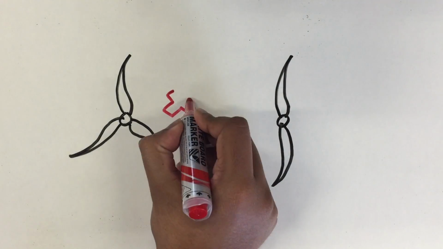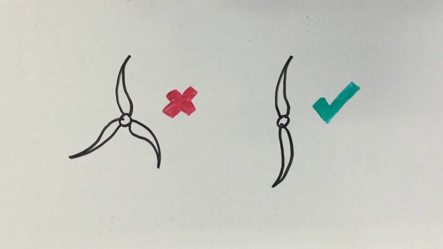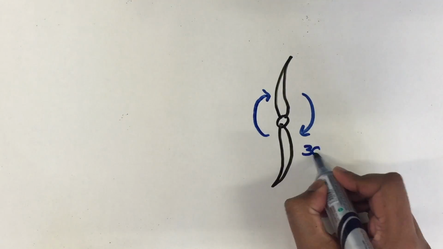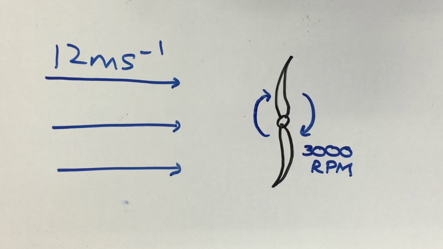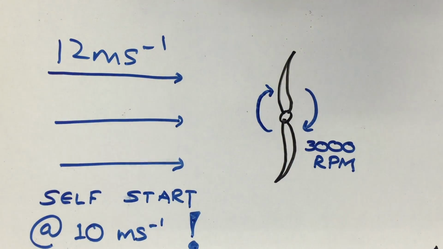To begin with, we were given a number of design constraints. The turbine had to feature two blades and had to rotate clockwise when viewed from the wind direction. It was not to exceed 3,000 revolutions per minute at a maximum wind speed of 12 meters per second. The turbine was required to self-start before the wind speed reached 10 meters per second.